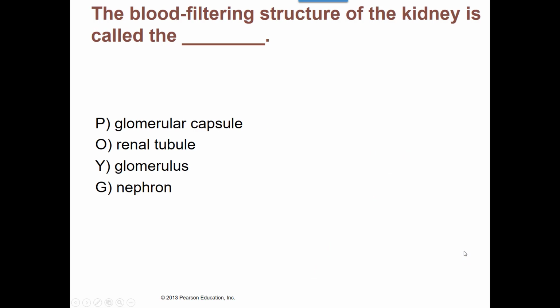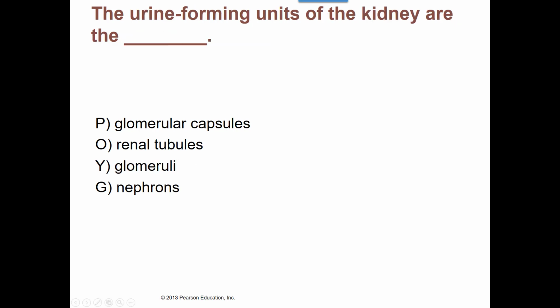The vasa recta, which are capillaries, are associated with which structures in the kidneys? That's the juxtamedullary nephrons. The vasa recta are the capillaries that surround that really long nephron loop.